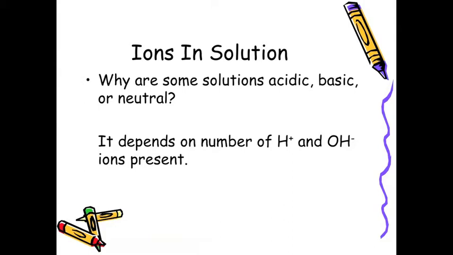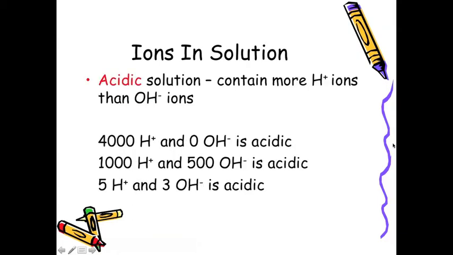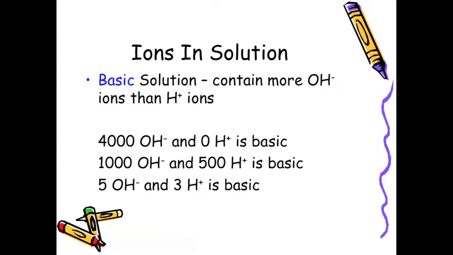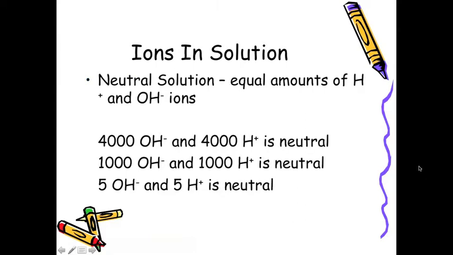So H+ makes an acid, and OH- makes a base. In an acidic solution, there are more H+ ions than OH- ions. There's some examples down there. In basic solutions, they contain more OH- ions than H+ ions, so it's the other way around, and there's more examples. In a neutral solution, there are equal amounts of H+ and OH-.